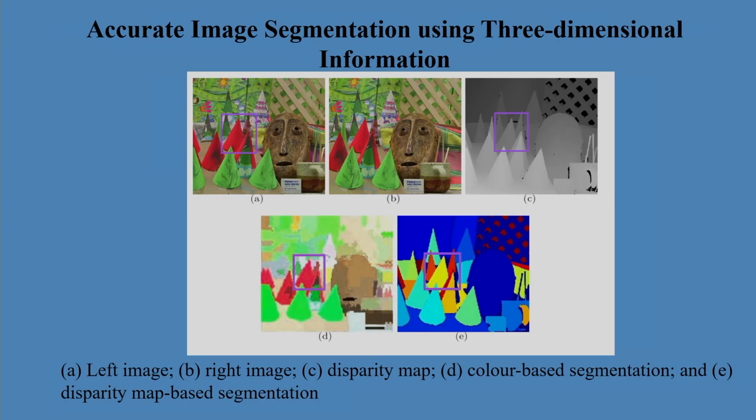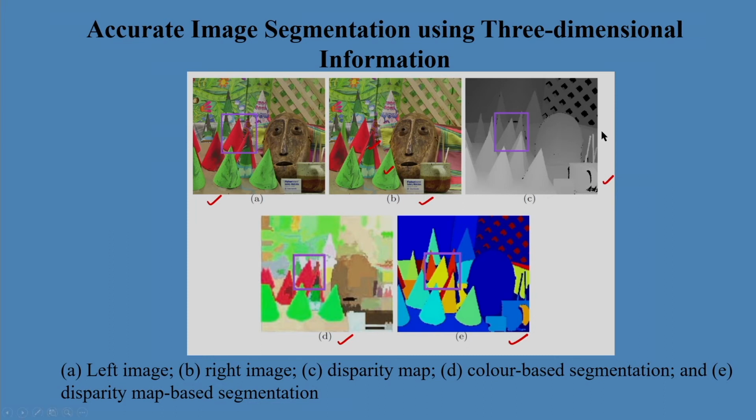In this case I have considered two images, one is the left image, another one is the right image, and C is the disparity map I am obtaining from these two images. This is the result of the color based image segmentation, and E is the result of the disparity map based segmentation. From the disparity we can do the segmentation because the depths of these objects are different. If I consider the depth of this and the depth of this, the depth will be different, and based on this disparity information we are doing the segmentation.